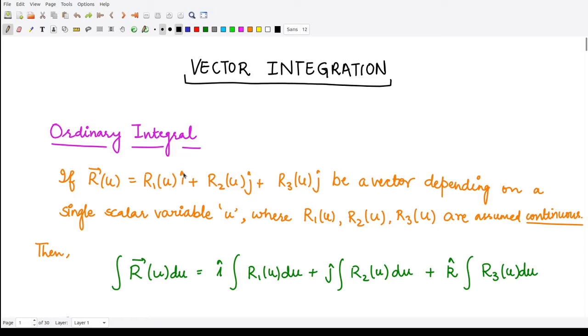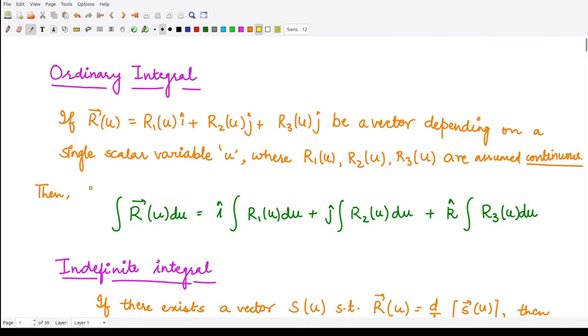In this video we shall start with the topic of vector integration. All of us know how to perform the integration, right? But now let us see how we can perform this integration when we are talking about vectors. So the ordinary integral in this case could be defined by this expression.